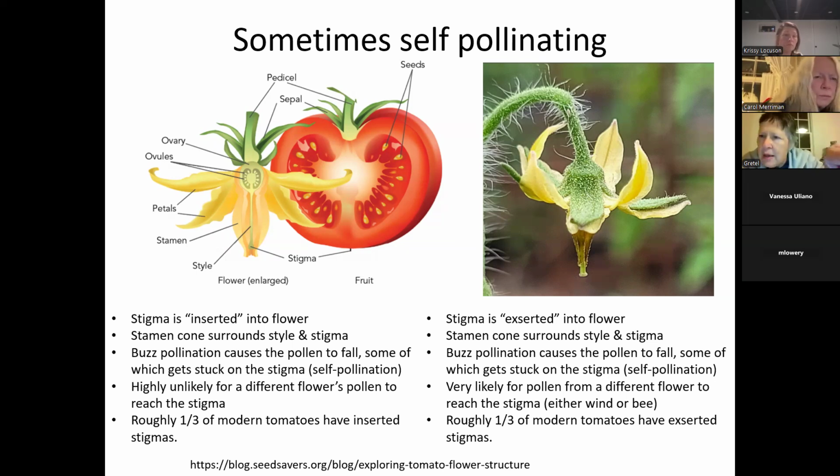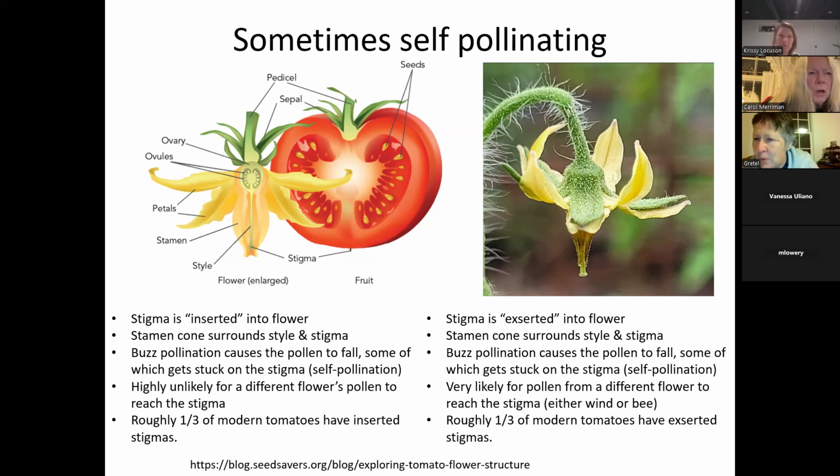So the way these get pollinated is a bumblebee. It has to be a bumblebee, which grabs hold of the flower and buzzes it at a specific frequency that shakes loose the pollen, which falls out of that cone past the stigma. Some of it sticks, and the bee gets the rest. If you have an inserted stigma, the only way you're getting pollen on that is from that flower. But if you have an exserted stigma, it can also pick up pollen from the bee's belly. So that can cross-pollinate where the one on the right can't.